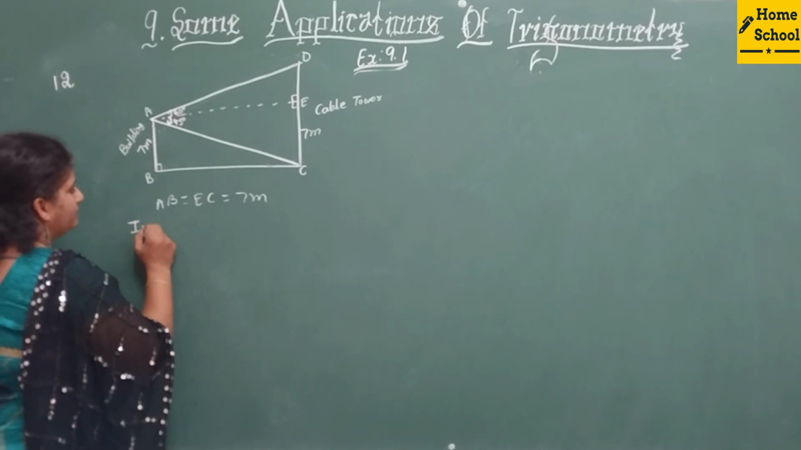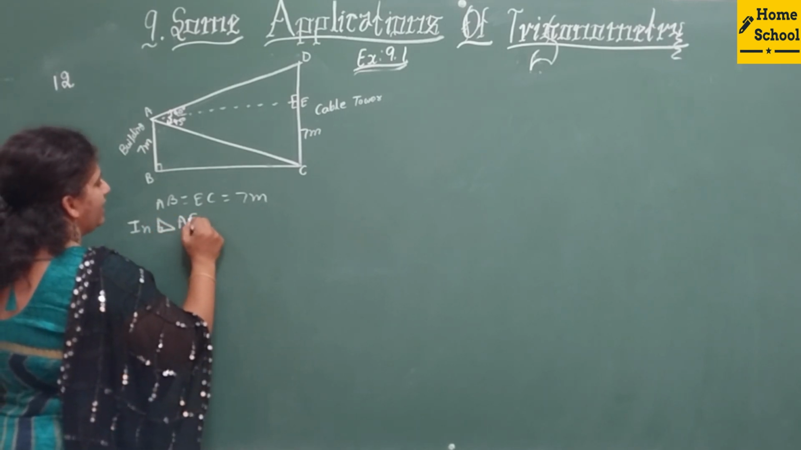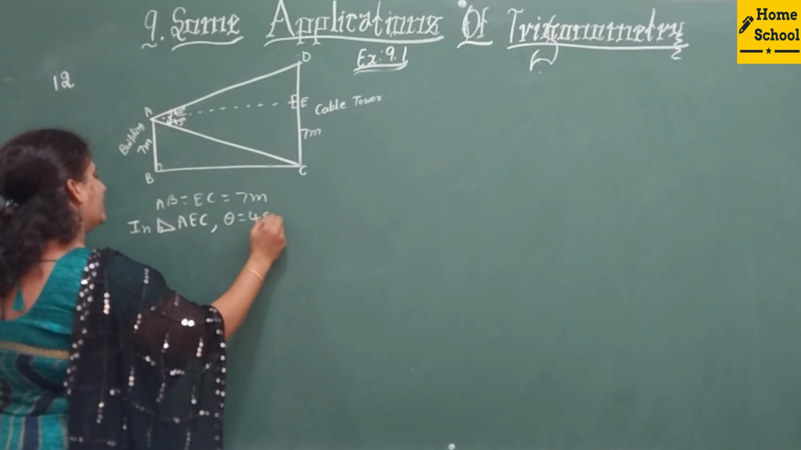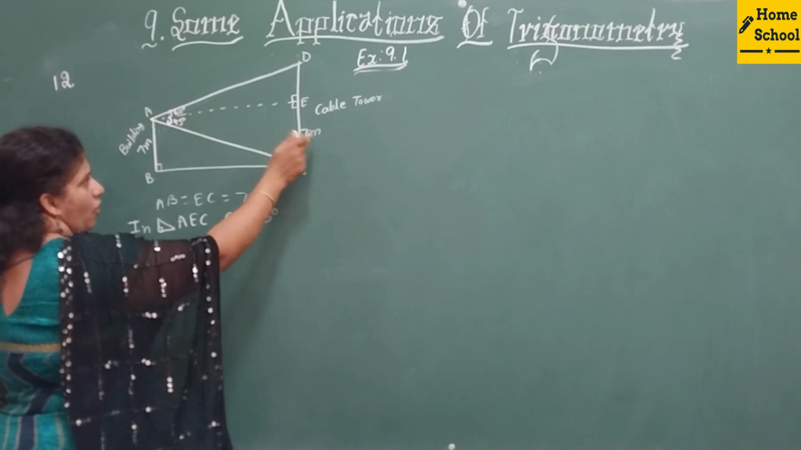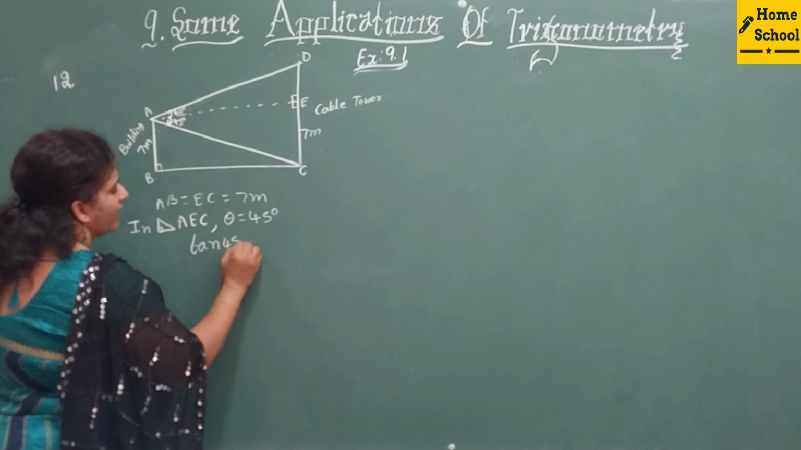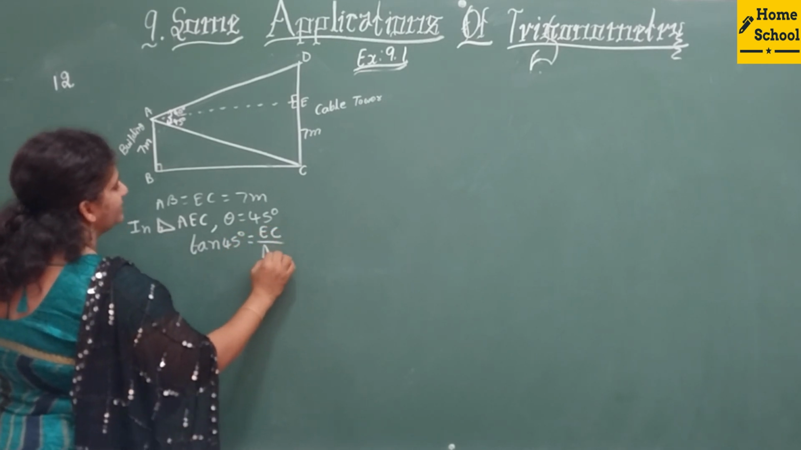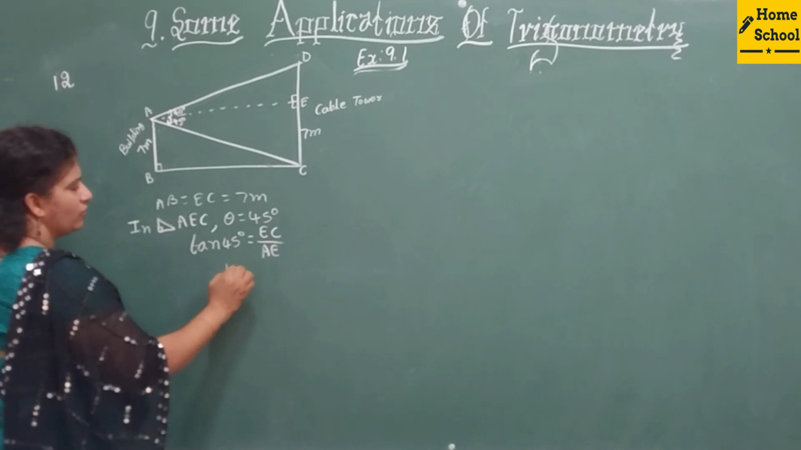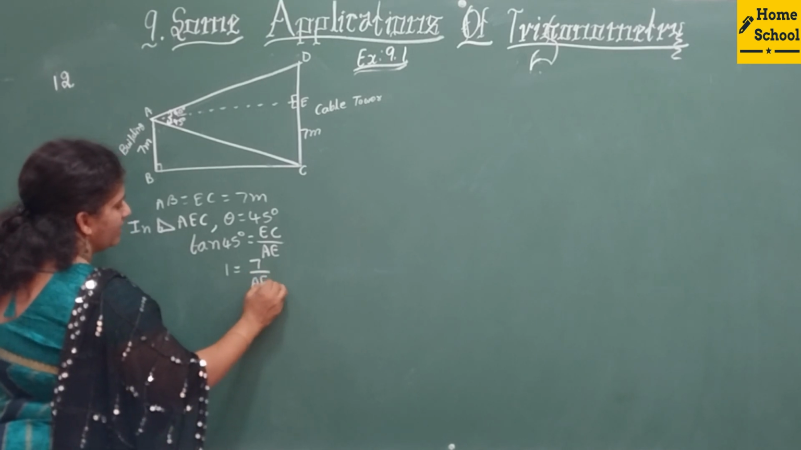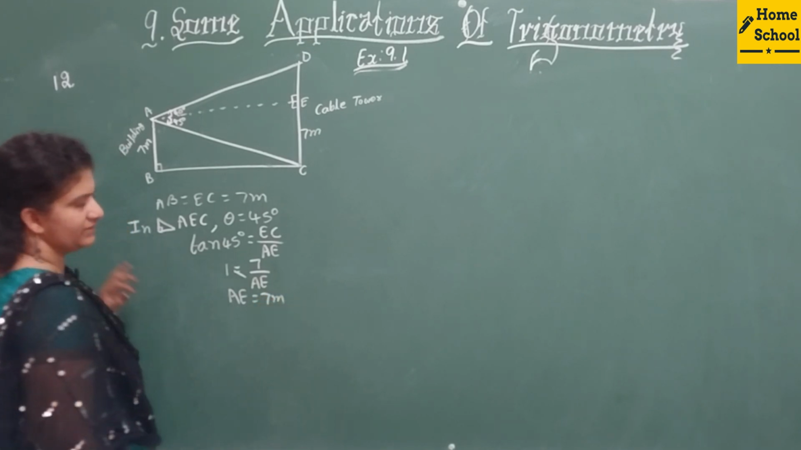So, in right triangle AEC, what is the acute angle value? Theta is equal to 45 degree. Theta is here, opposite, adjacent. That means tan 45 degree is equal to opposite EC by adjacent AE. Tan 45 value 1, EC value is 7 by AE. So AE is equal to 7 meters.